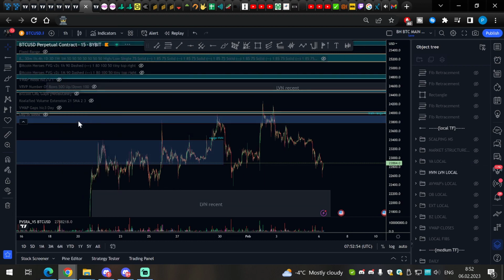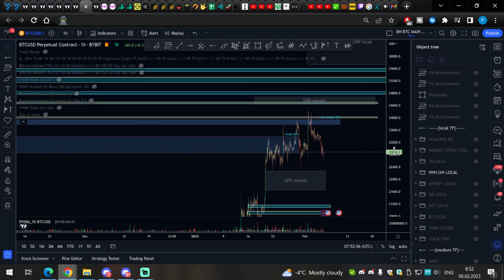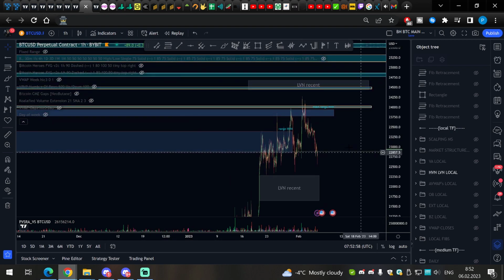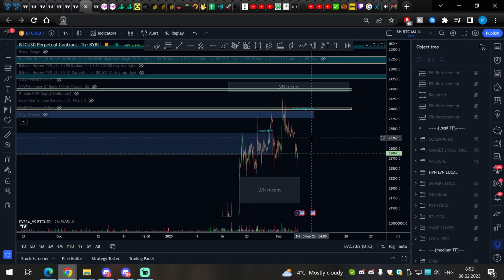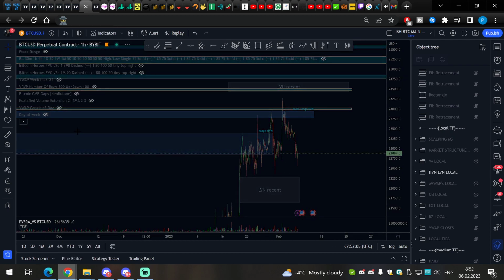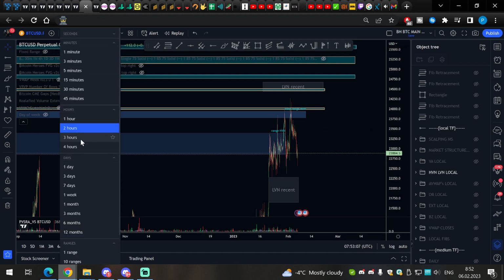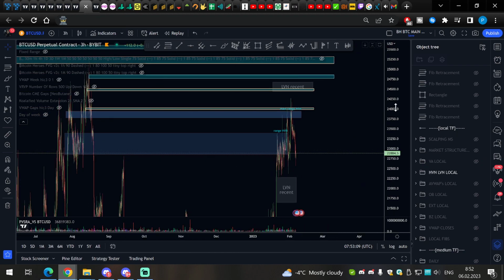Let's go to a bigger time frame. Also, if you ask yourself why you are ranging here at the top, I can show you from a higher time frame what the reason for that is. Let's go to the 3-hour time frame.